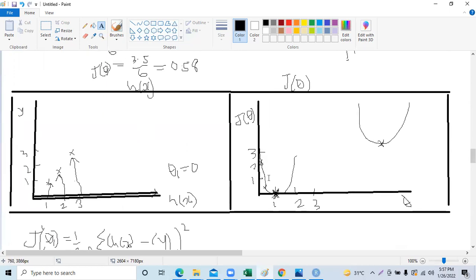Now, if we compute all this on a straight line for the first, second, and third one, what we'll find is that we have a convex function like this, where J of theta moves from here down to here. What we want, like I've told you, is for our J of theta to be at the global minimum. This is called the global minimum, so we want our J of theta to be here.